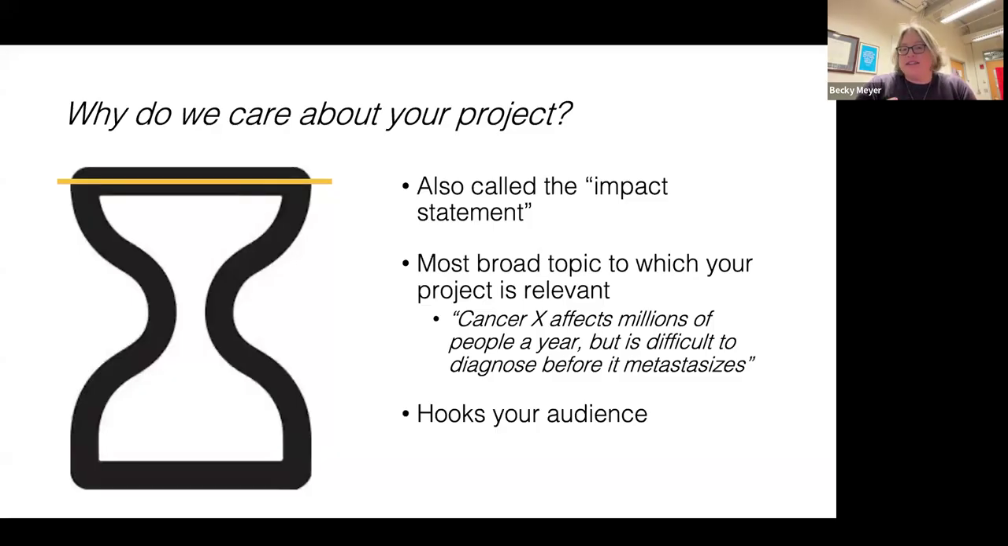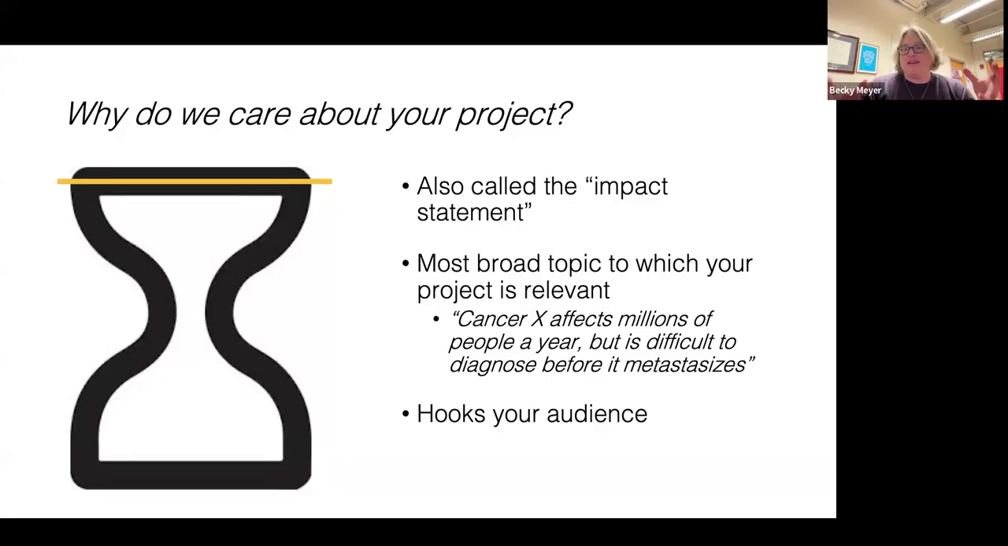The way to tie this in is you think about why you did your project and the most broad topic it can be related to. And usually you already have this in mind. So my example here is that cancer type X affects millions of people a year, but it is difficult to diagnose before it metastasizes. So this is a super broad statement. I even made up a type of cancer for it.